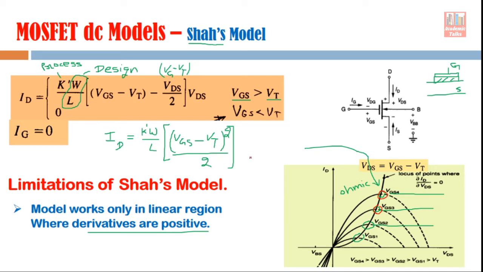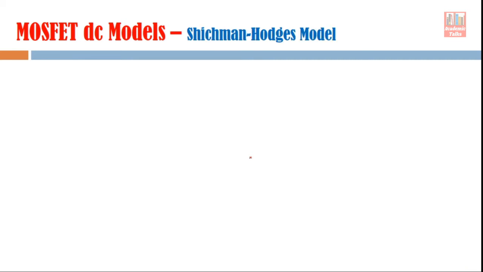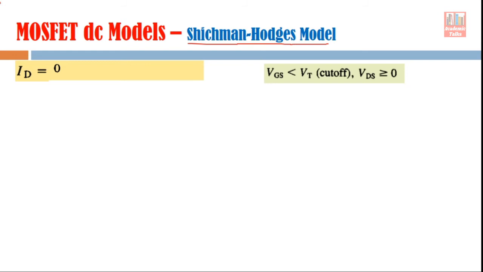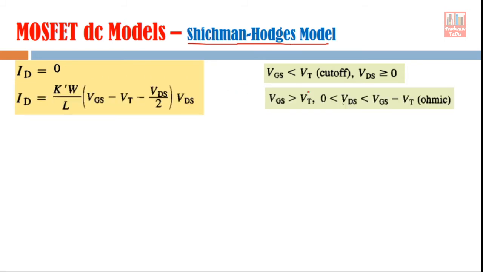The result of these calculations will be used in the next model, which is the Shichman-Hodges model. What does the Shichman-Hodges model say? It says ID is 0 if your gate source voltage is less than VT. At that time ID will definitely be 0. The other case is VGS greater than VT, but we are in the ohmic region. Ohmic region means VDS is more than 0 but less than VGS minus VT, where the slope was positive. In that portion, this equation is valid.